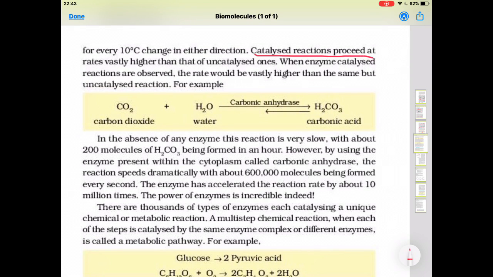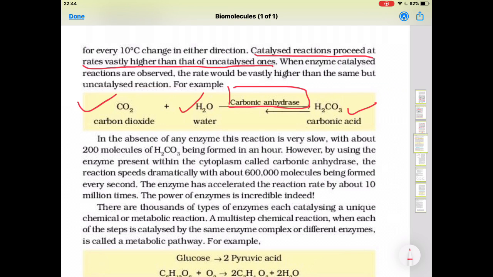Catalyzed reactions proceed at rates higher than that of uncatalyzed ones. So, when a catalyst is present, the reaction occurs at a very fast rate. When enzyme catalyzed reactions are observed, the rate is higher than the same but uncatalyzed reactions. For example, carbon dioxide plus water forms carbonic acid in the presence of carbonic anhydrase. Carbonic anhydrase is the enzyme which speeds up this reaction.